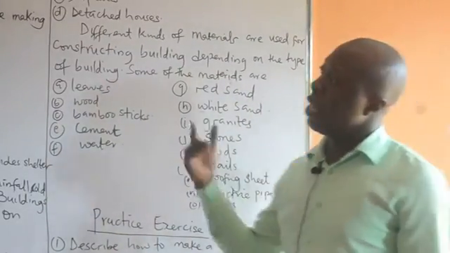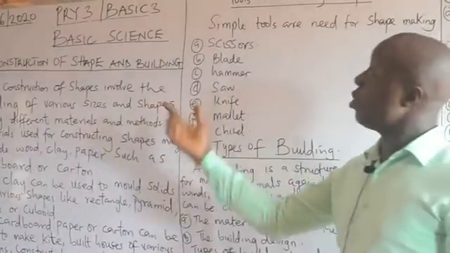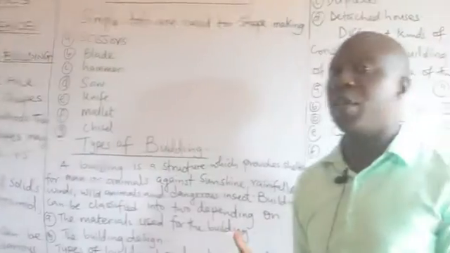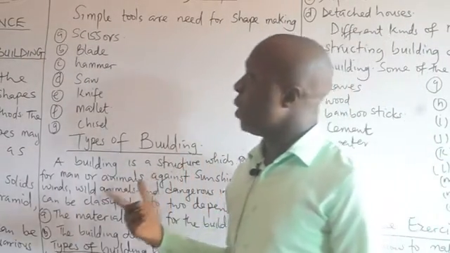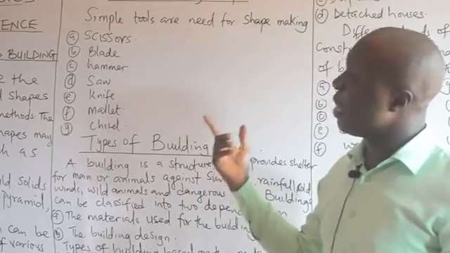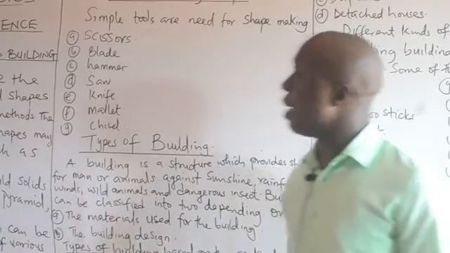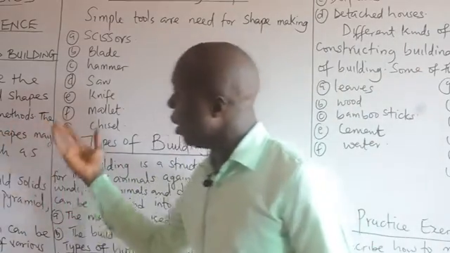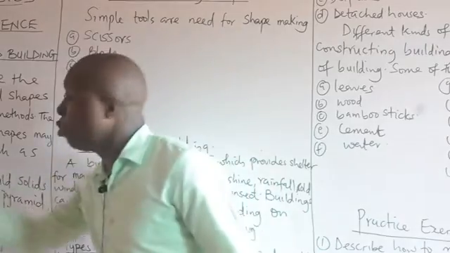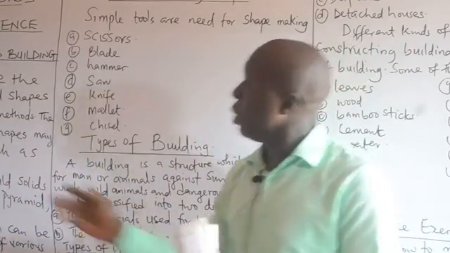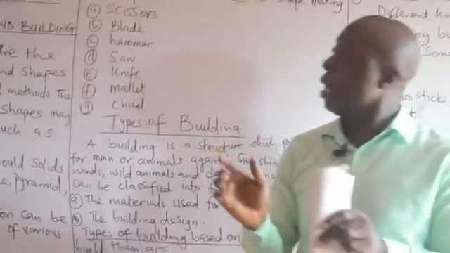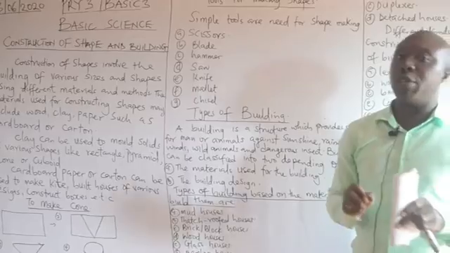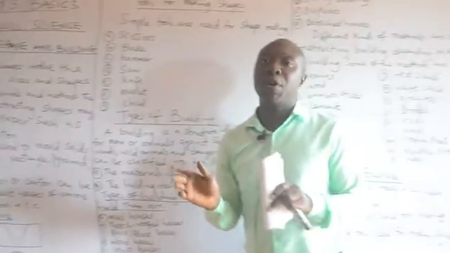Let me go through the note again. Remember, the topic is construction of shapes and building. It has to do with the building of various sizes and shapes using different materials and methods. The materials used for constructing shapes include some. You can use wood to construct a given shape. You can also use clay soil to construct a shape. You can use paper such as cardboard or carton to construct a shape or even a house.